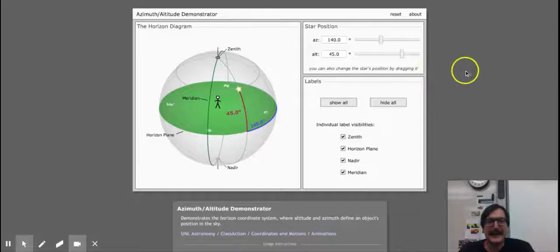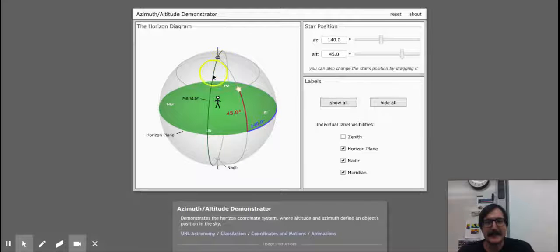All right, I'm looking at this azimuth altitude demonstrator. I've checked off the zenith, horizon plane, nadir, and meridian. So just to go through them all, the zenith is the point straight up above us, 90 degrees upwards from our horizontal plane. The horizontal plane you can see is shown in the green. You've got the nadir, which is kind of like the anti-zenith, which is straight down, and the meridian.